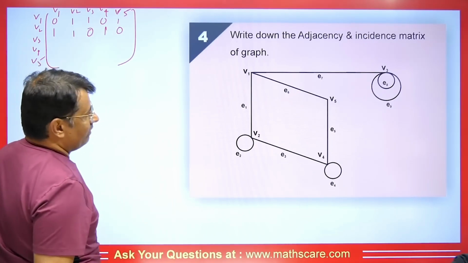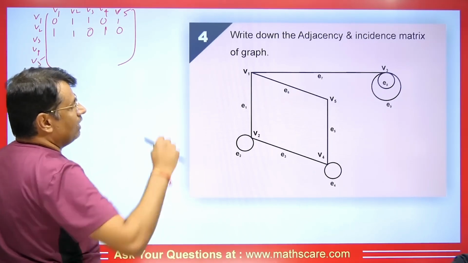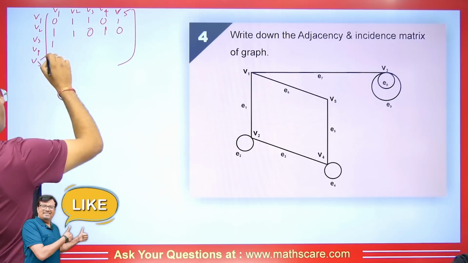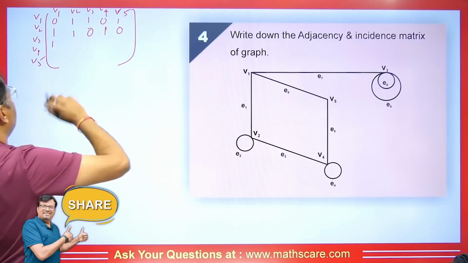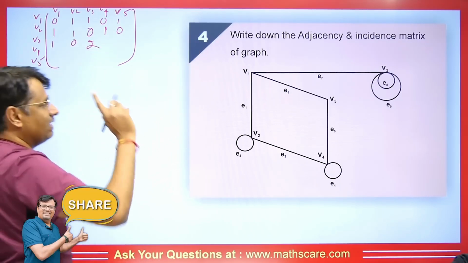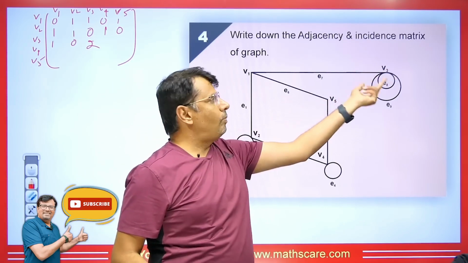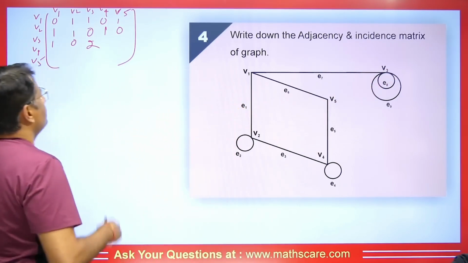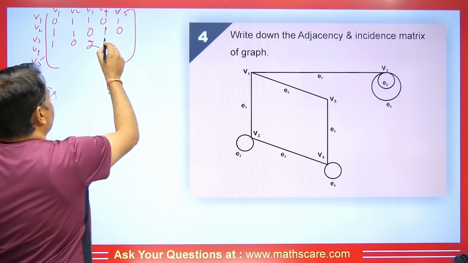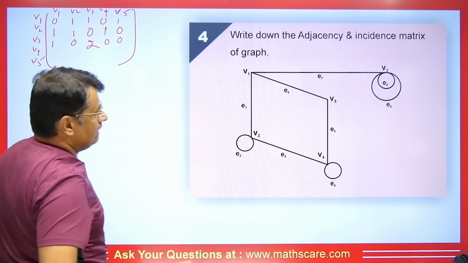Now we will talk about V3. V3 is connected to V1, so it will be 1 here while making a self loop 2 times, right? So this will be 2. If there is one self loop, we take 1. But since there are 2, we will take 2 here, okay? Here there is no V3 to V4 or V3 to V5. So we will write 0 here.